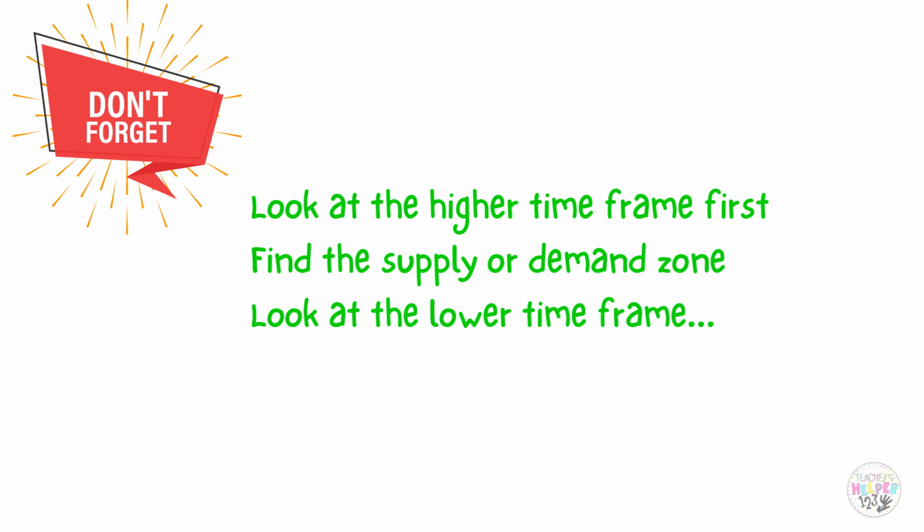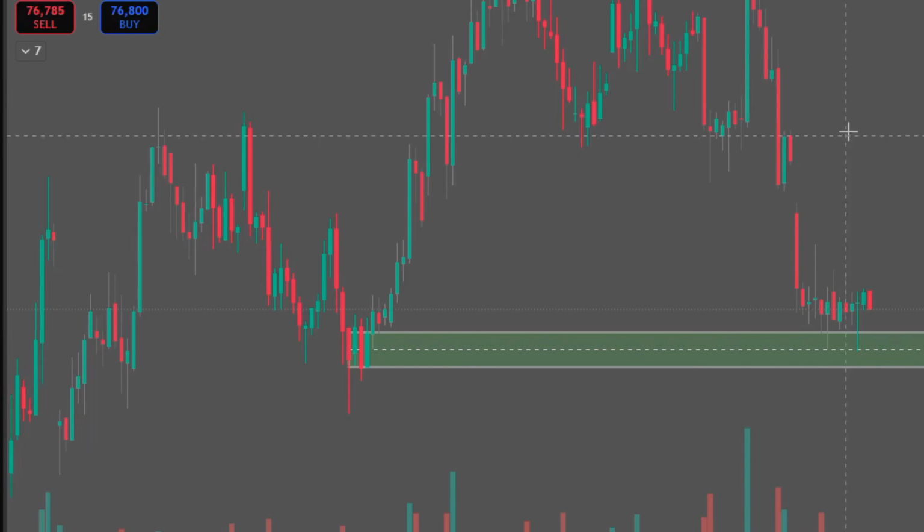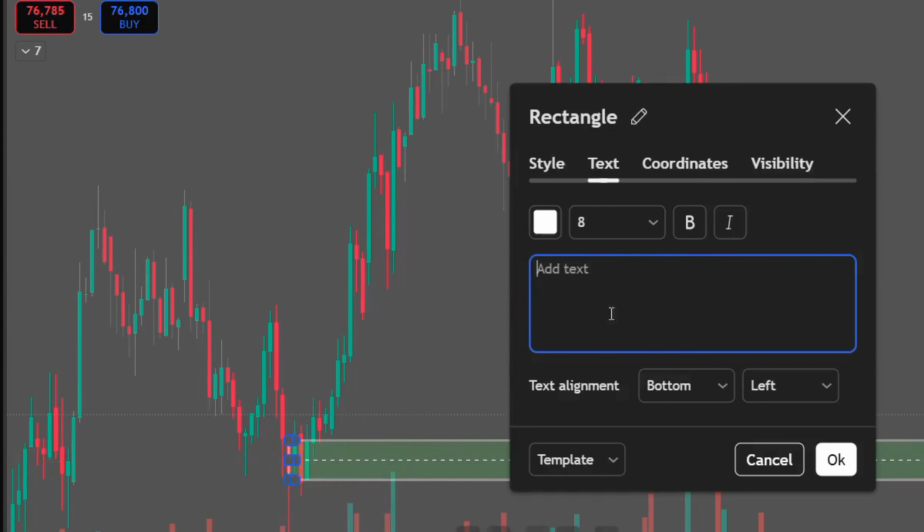Finally, let's look at this video here about finding the zone on the 4-hour and then moving down to the 30-minute and why it's important. So this is Bitcoin 4-hour again. So we have our 4-hour marked as demand here. I'm going to label it because I want to show you demand on the 30-minute, or maybe the 1-hour. We're going to mark our demand zone there.